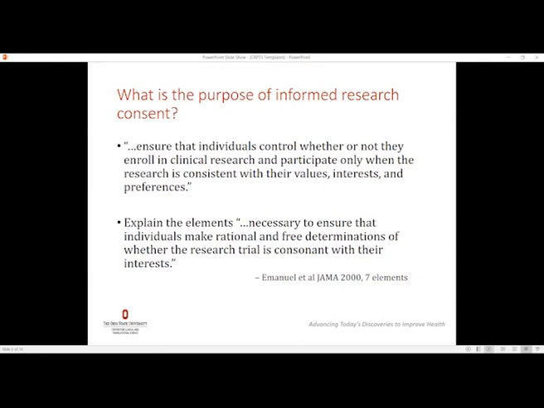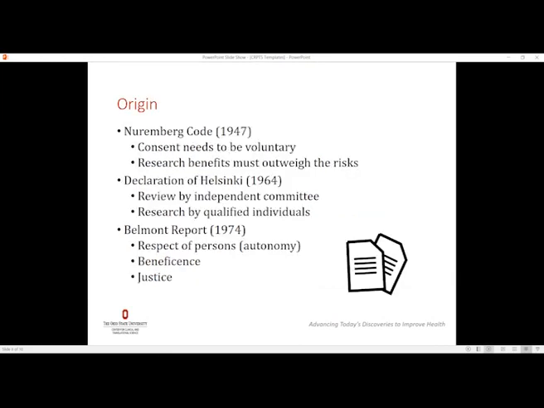So when we're explaining consent, there are some things that we need to keep in mind: whether or not we have informed that individual correctly of what is going to happen during the research study, and whether or not that is something that they wish to participate in.